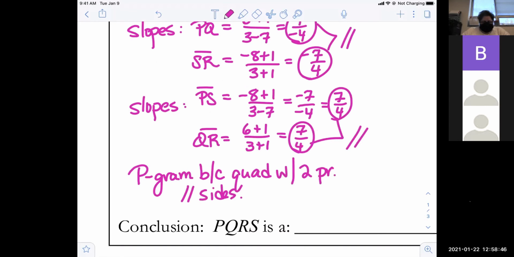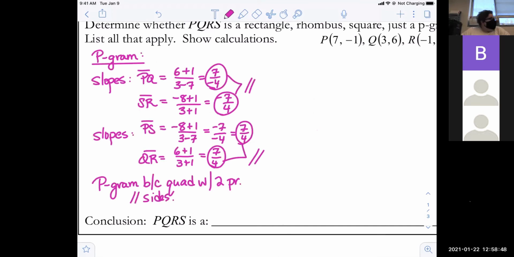Meg? Now that you know it's a parallelogram, all the properties of parallelograms apply to it, right? So that's true. I don't think you know that because you did slopes, right? You didn't do distances. So you determined it's a parallelogram. So all we know so far that we've written down is that we know opposite sides are parallel. Okay. Andrew?